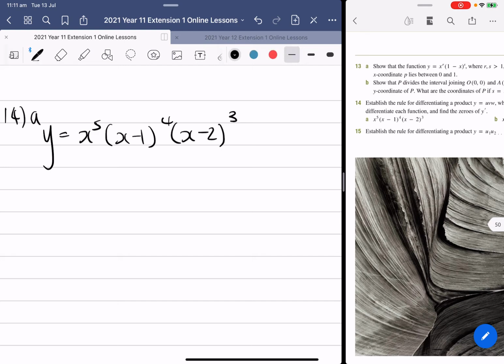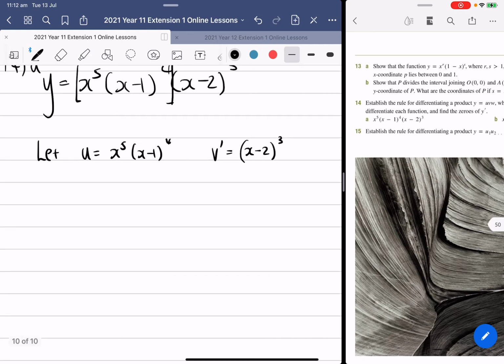So what you are going to do here is use the product rule multiple times. You need to group it. You can either group the first two or the last two, it's up to you. Once you group these, I suggest letting U be the terms like this, and letting V equal the second term. Then you start to find V and U dash.